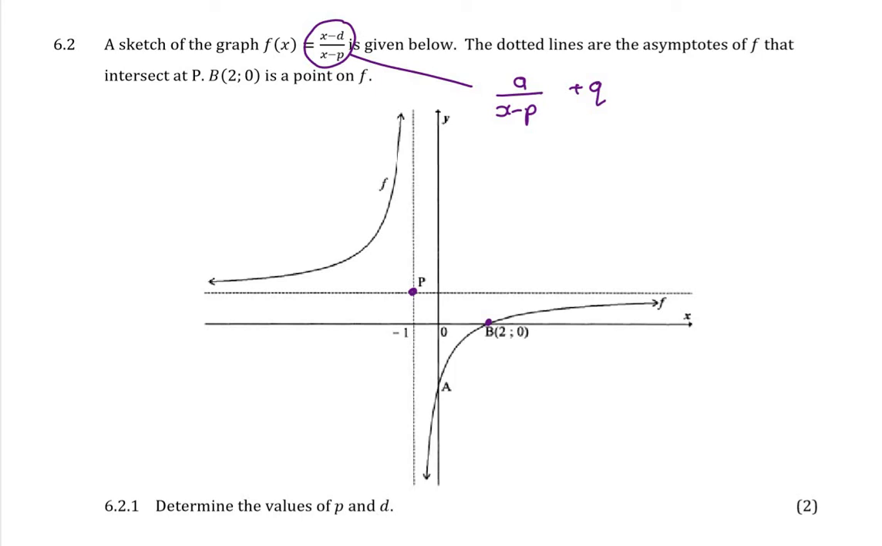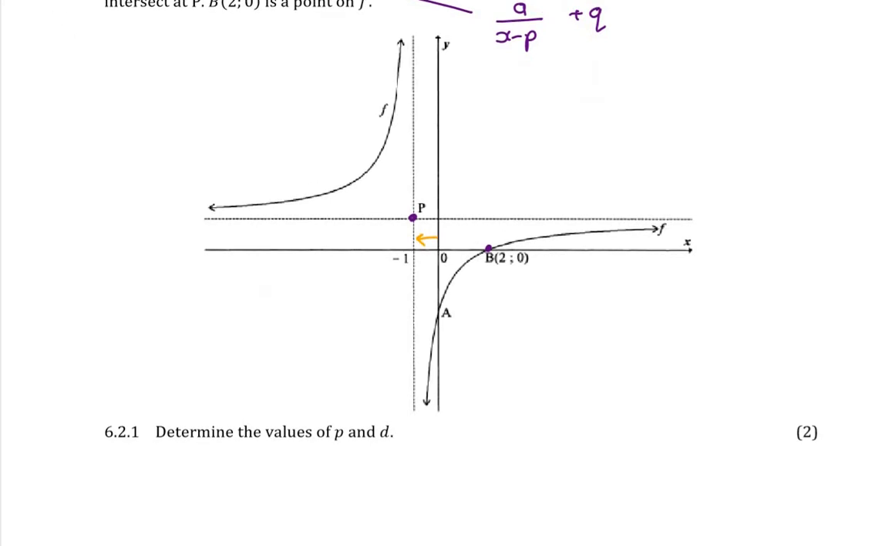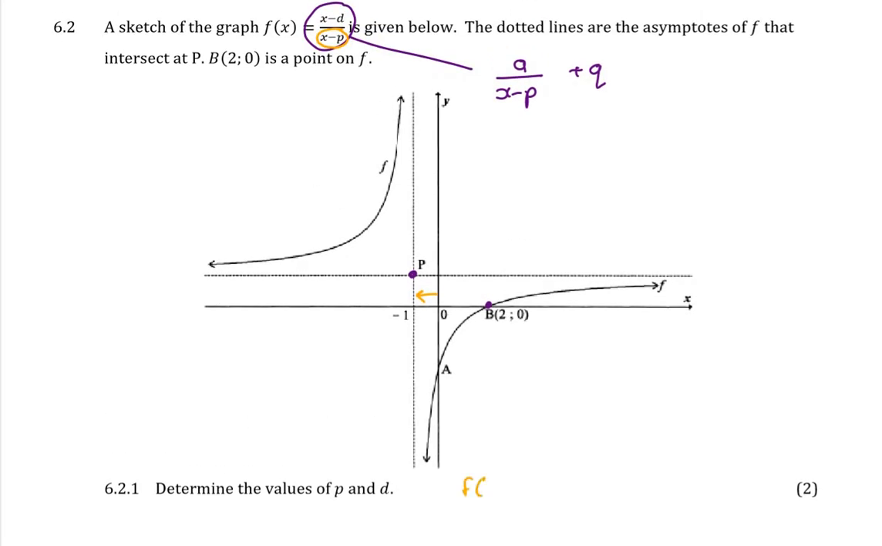And the first, 6.2.1, says determine the values of p and d. Now, most importantly, even if we don't understand the way it is written, we should know that what causes a vertical asymptote is the denominator. So this asymptote is at -1, so my denominator is going to have to be, my numerator stays the same. I don't know what d is, it's x minus d, but my asymptote tells me that my denominator has to be x plus 1, because I've moved 1 unit left.